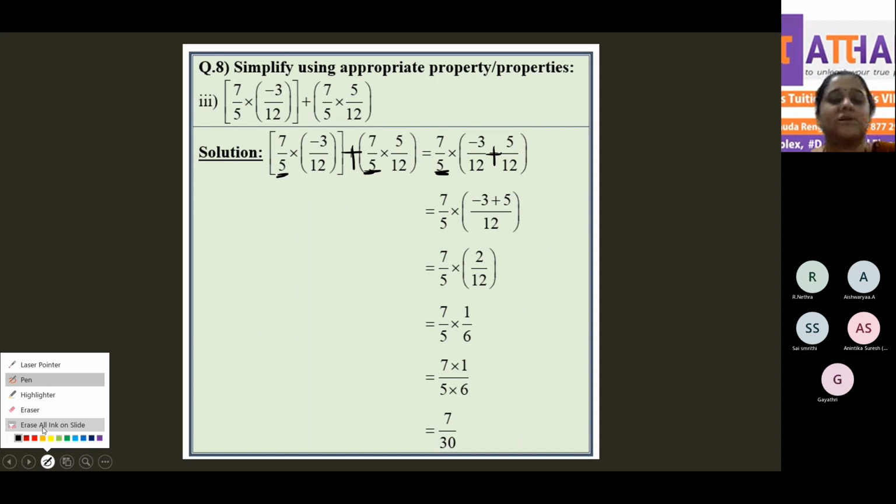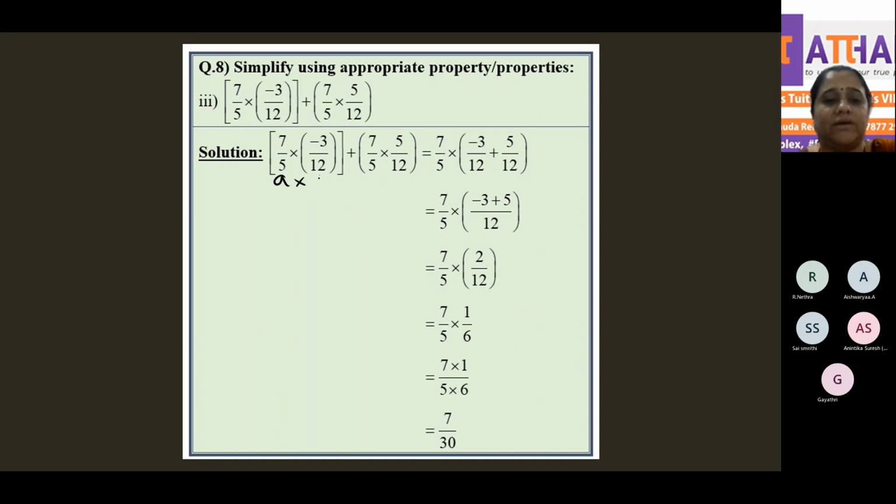Because what is the distributive property? A into B plus A into C is equal to A into B plus C. So what is A? 7/5. What is B plus C? Minus 3/12 plus 5/12. You can see A, B, and C here. See, this is A. This is B. And this one is C. 5/12 is C. A is 7/5. B is minus 3/12.